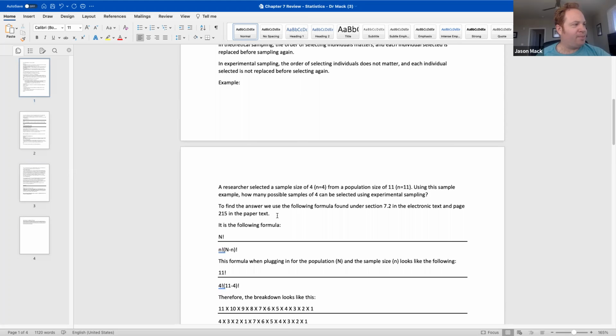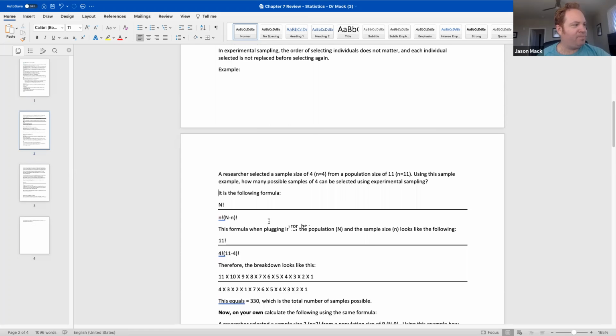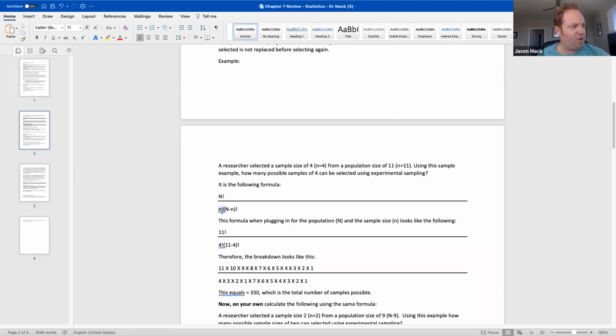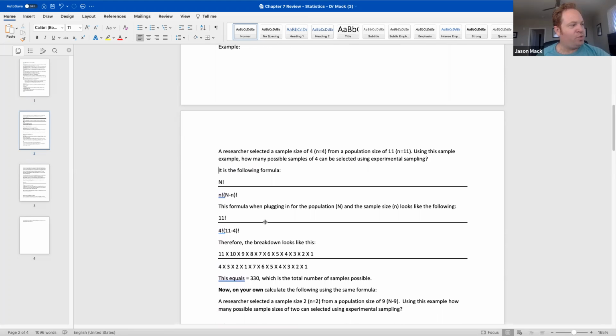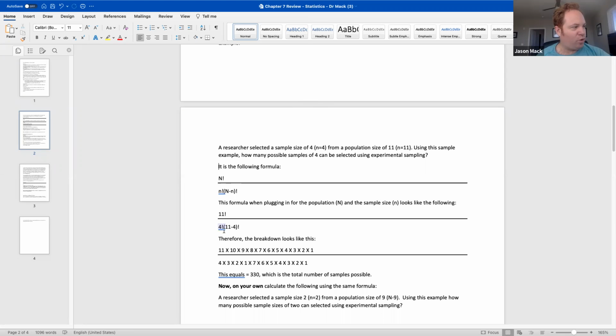Using the sample example, how many possible samples of 4 can be used using experimental sampling? So the following formula: N, capital N, population, factorial, divided by small n, sample, factorial, times N minus n, factorial. When you plug that formula in, we plug in N for the population. The sample size looks like the following: 11 factorial, 4 factorial, times 11 minus 4.